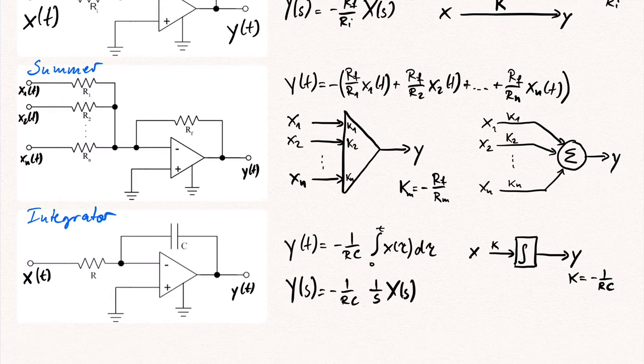When applying the Laplace transform, the output in the s domain Y(s) is equal to minus 1 divided by RC times 1 over s times X(s). Hence, the integrator can also be symbolized by a block containing 1 divided by s and the same amplification factor k. Now we will see how these three basic elements, this is the inverting amplifier, the summer, and the integrator, can be used to realize a simple analog filter.